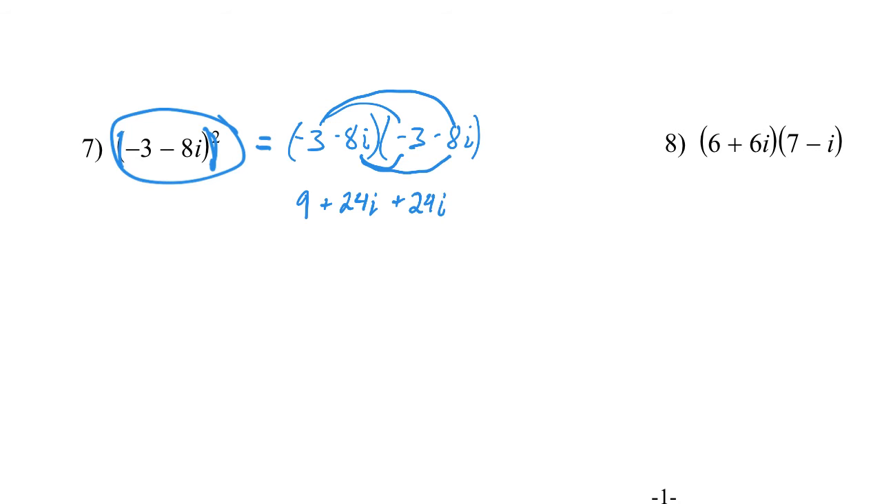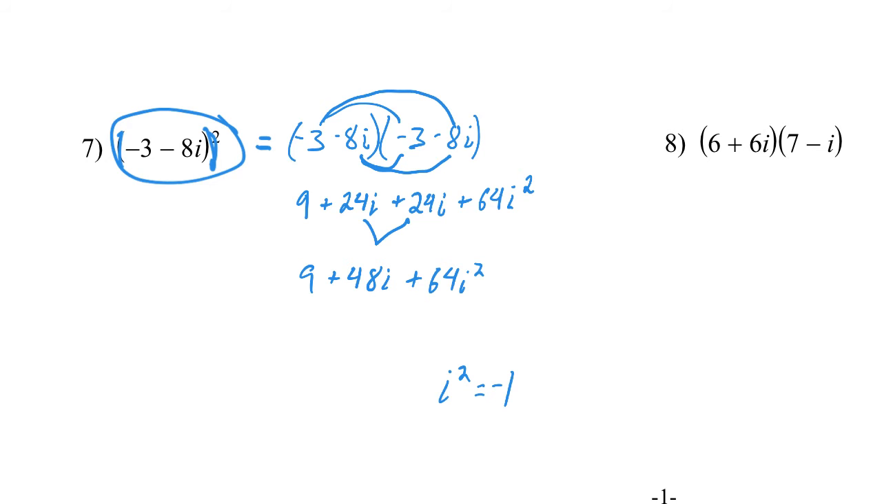Then we have -8i times -8i. It's going to be a positive 64. i times i is i squared. So whenever you multiply i times i, you get i squared. So combine your like terms. So we have 9 plus 48i plus 64i squared. But remember, what did I say about i squared? i squared is equal to -1.